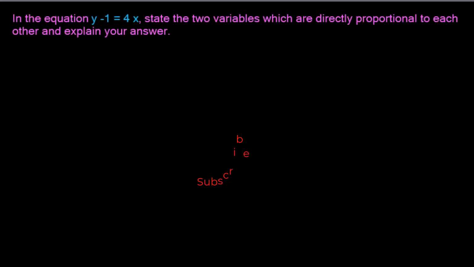Now, this is another question, and the equation is y minus 1 is equal to 4 times x. State the two variables which are directly proportional to each other and explain your answer. So this is the same question we have just solved.